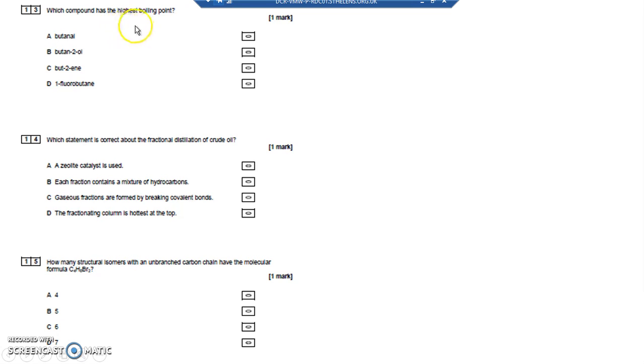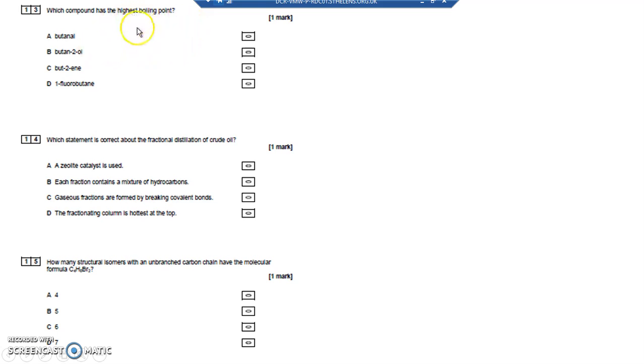The bond between the hydrogen and the oxygen, the nitrogen, or the fluorine is very polar. So you get large delta plus and delta minuses set up, and then that attraction between those polar bonds and a neighbouring molecule is called a hydrogen bond. It's just basically a very, very strong dipole-dipole attraction.